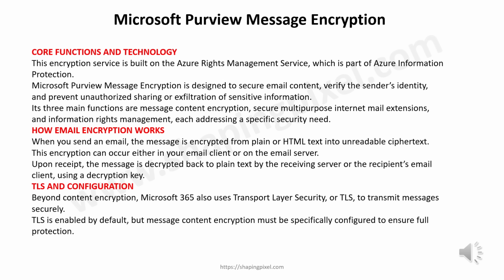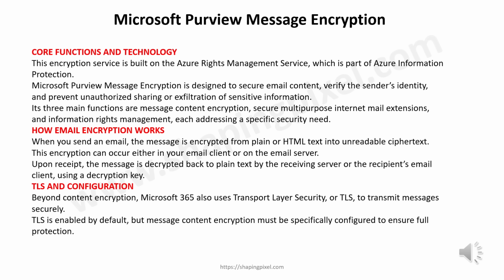Microsoft Purview Message Encryption is designed to secure email content, verify the sender's identity, and prevent unauthorized sharing or exfiltration of sensitive information. Its three main functions are message content encryption, secure multi-purpose internet mail extensions, and information rights management, each addressing a specific security need.